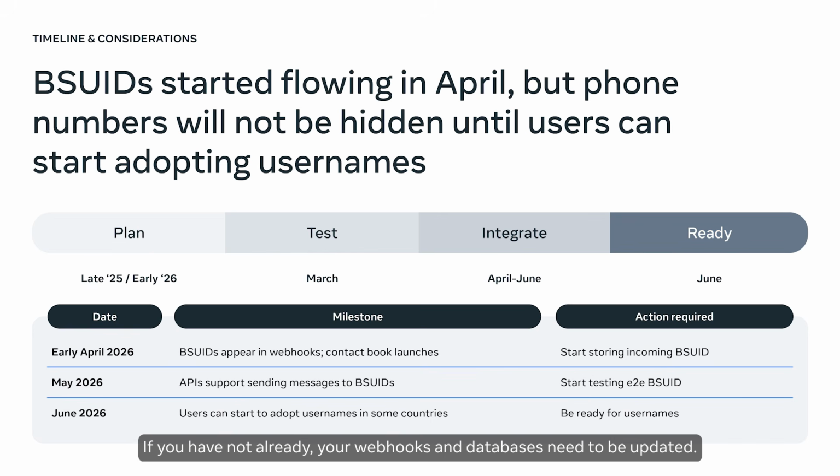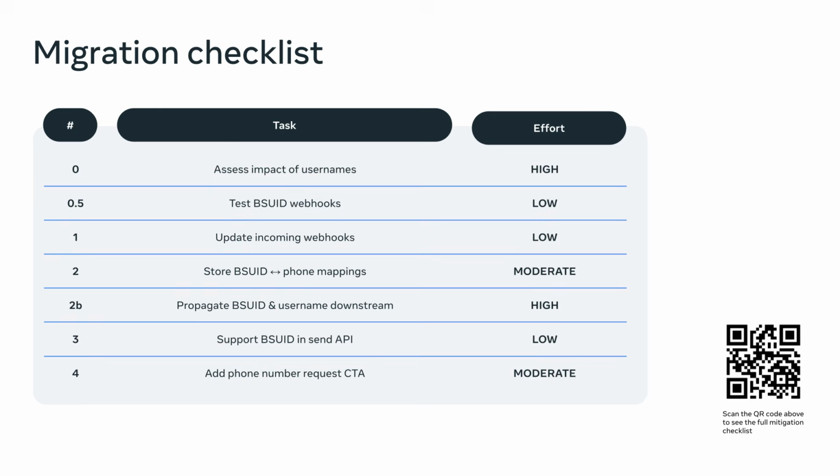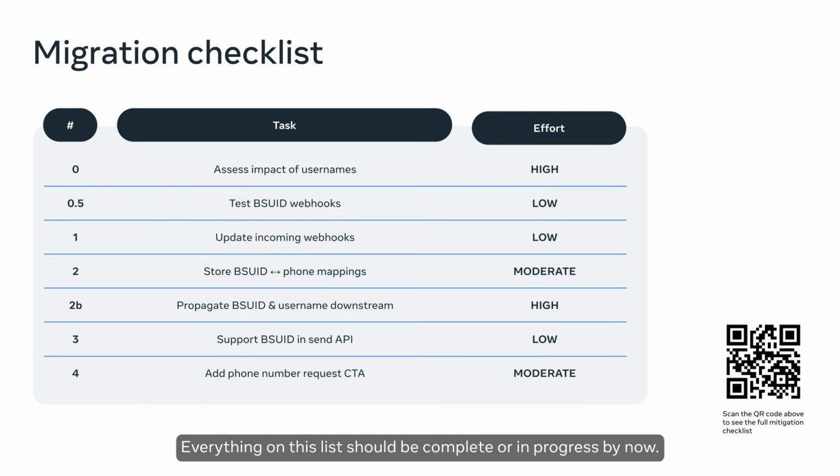If you have not already, your webhooks and databases need to be updated. This is your number one priority. Here's a migration checklist to help you assess where you stand. Everything on this list should be complete or in progress by now.